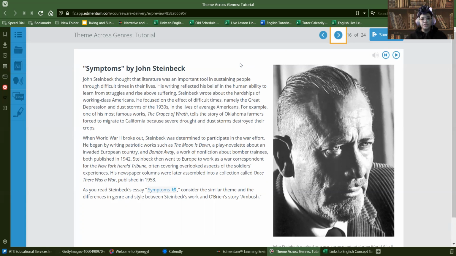Now, the second excerpt is Symptoms by John Steinbeck. He also participated in the war effort and saw a lot of things up close, especially because he wrote wartime newspaper articles about war. So he got to go out and see stuff. One of his most famous works is The Grapes of Wrath. And he participated in the war effort through his writing. He tried to write things that were patriotic so that people wouldn't have a rough time supporting war in their country.